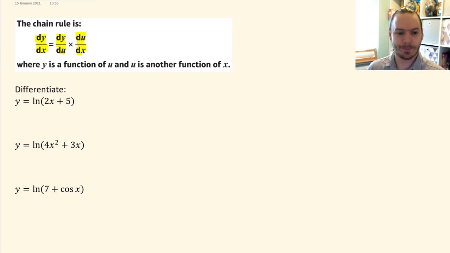So I've got three examples here. They're all natural log functions, and you'll see why that is in just a second. But I would suggest you pause the video and have a go at differentiating these three functions for yourself, and then hit play, and I'm going to go through each of them, and we'll just double check that you remember all this and you're doing everything in the right way.